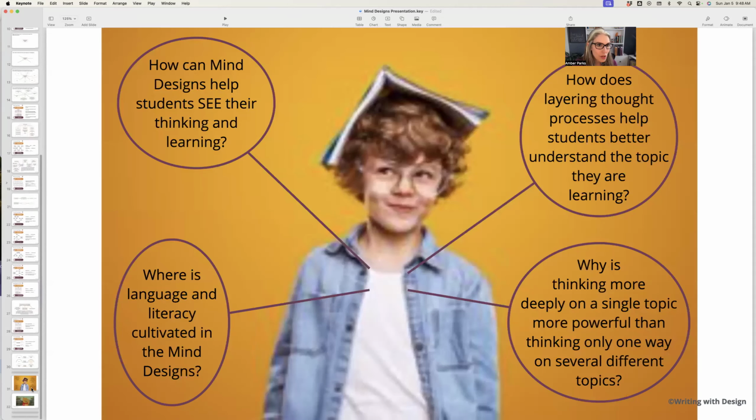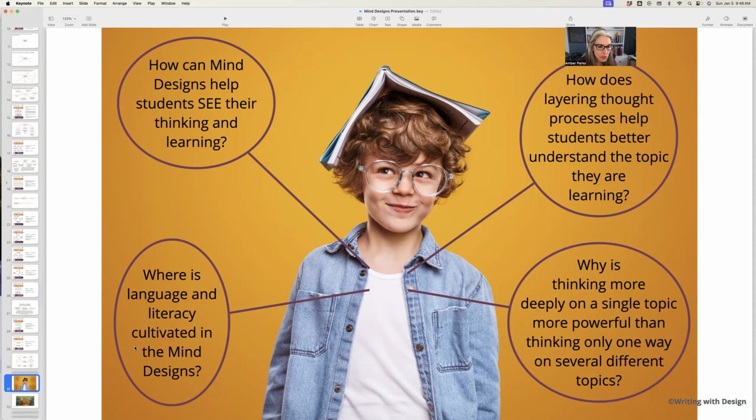All right. So what I want to leave you with is just some questions to think through, that is, how can the Mind Designs help students see their thinking and learning? It's amazing how when we take the words from the article and we put it into these different designs, the way that we talk about it, the way that we can see it all connected, knowing what the lines and the bubbles and the boxes and the arrows represent, it allows our brains to fully learn and comprehend the information.